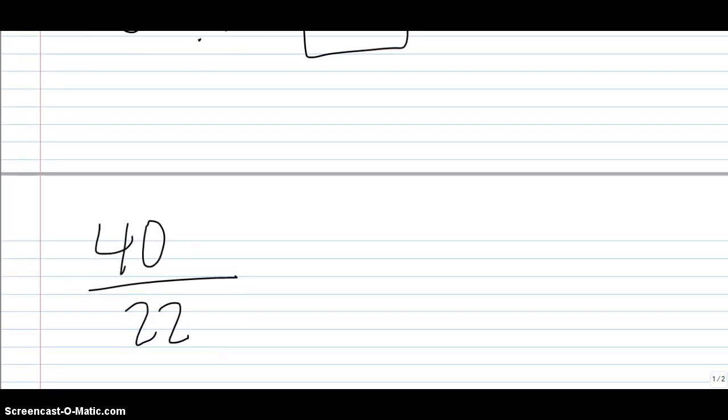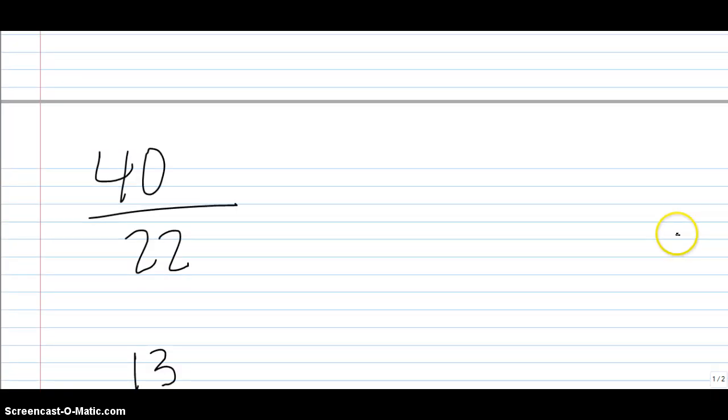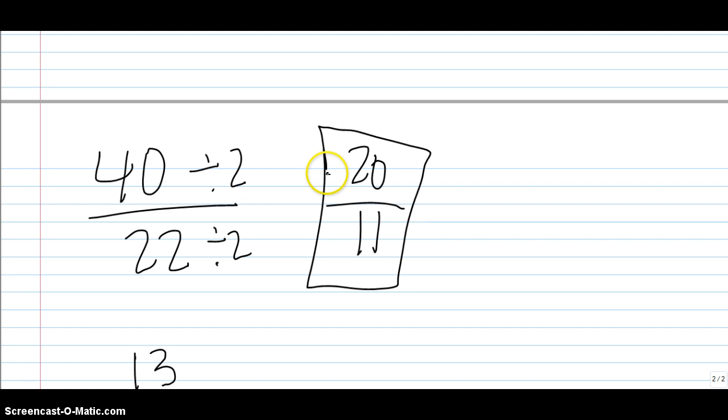Now if you look at the next example that I have written down, I have 40 over 22. You want to find what number can go into both 40 and 22. In this case, the number is going to be 2. So 2 can go into both 40 and 22. When you divide 40 by 2, of course you get 20, and when you divide 22 by 2, you get 11. You can leave it like this. Most people want to change this into a mixed number, but you can actually leave it like this. This is called an improper fraction, when you have a bigger number on top than you do on the bottom.